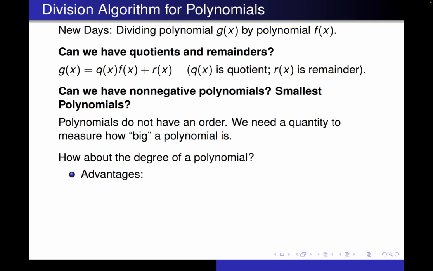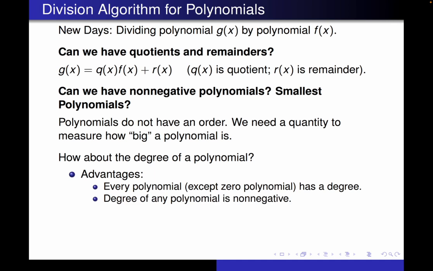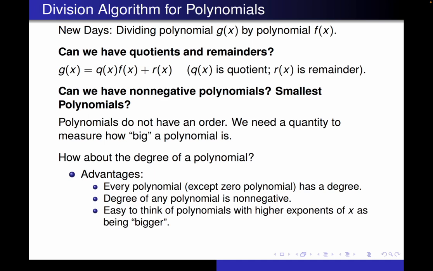So using the degree of the polynomial as a stand-in for the ordering of the polynomials has some advantages. First of all, as I noted before, every polynomial has some kind of degree, except the zero polynomial. Remember that trying to define a degree on the zero polynomial causes some issues. The degree of any polynomial, if it has one, is non-negative, which is good. That's what we wanted for our remainders back in our integer days. And it suits our intuition pretty well. It's easy to think of polynomials with higher exponents of x as being bigger than polynomials with lower exponents of x.